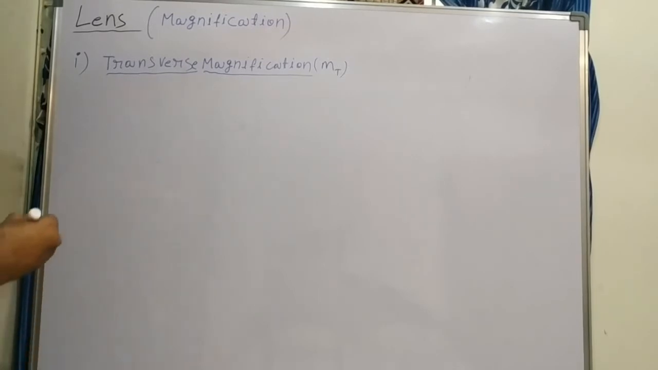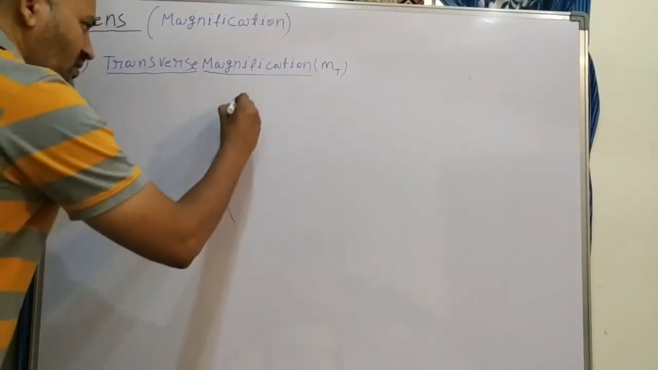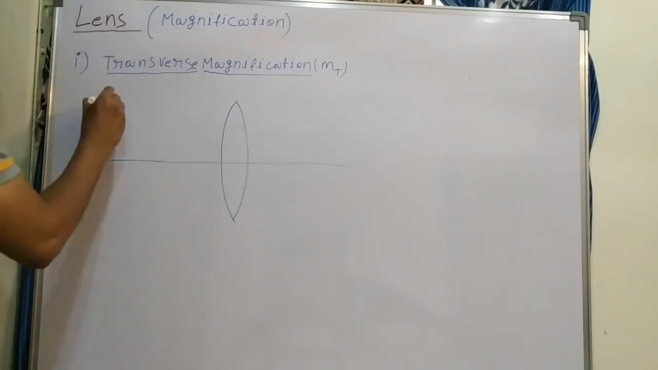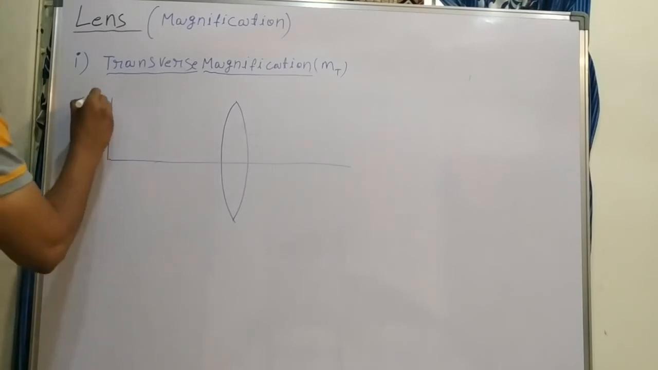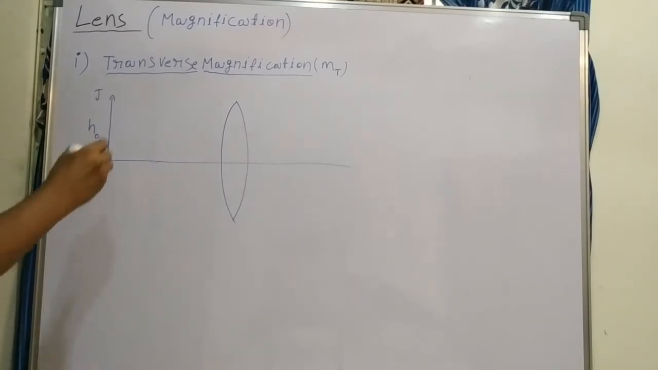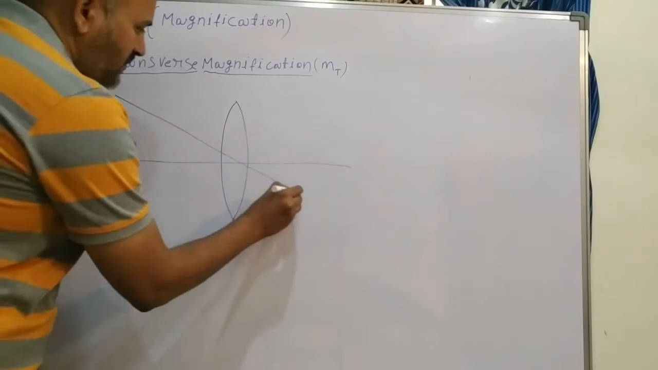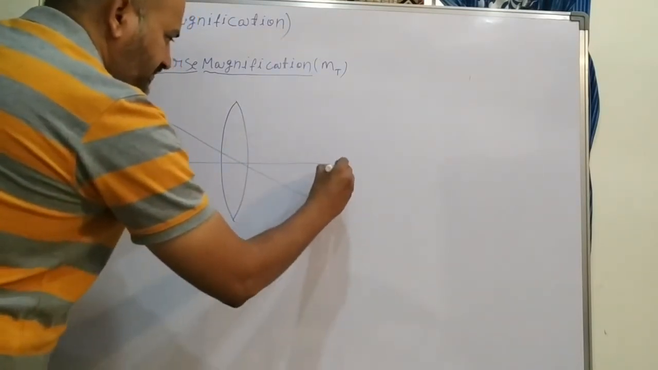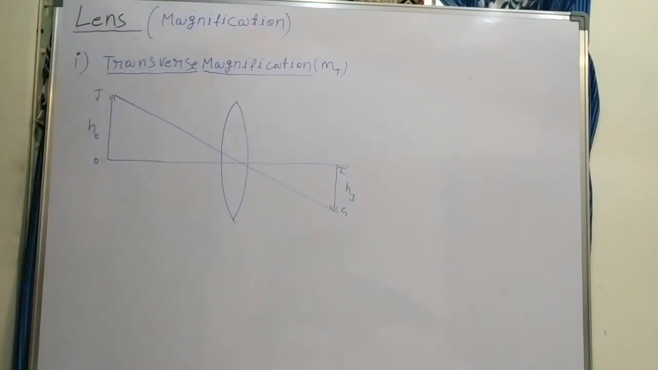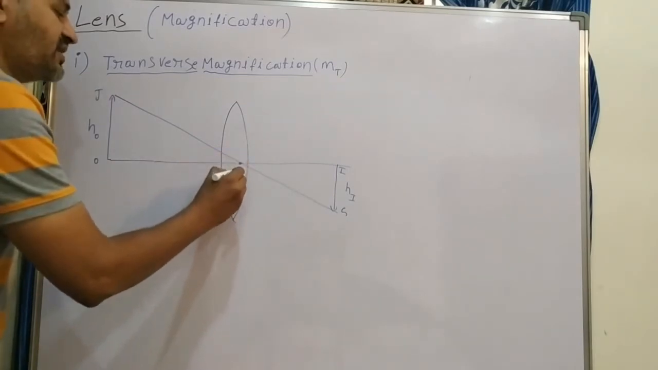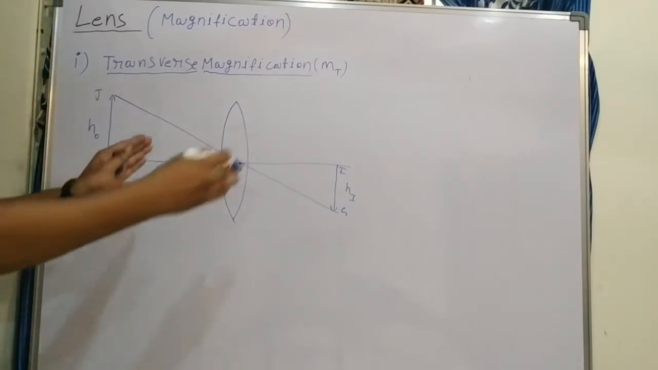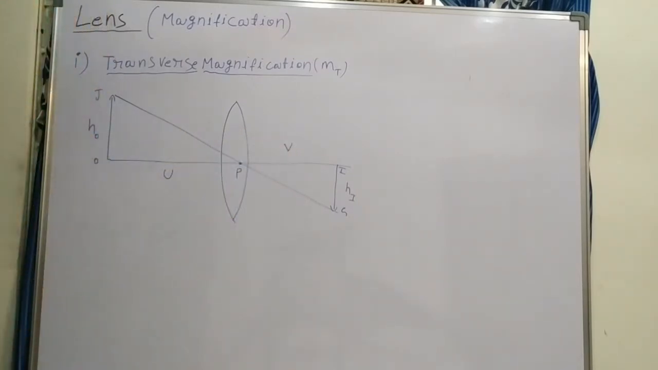Suppose you take a lens and this is our principal axis. Object is placed here. OJ is the object, height of the object is HO, and image forms somewhere here. IG is the name of the image, height of the image is HI. And this is the optic center, you can take it as P. This distance is object distance U, and this distance is image distance V.